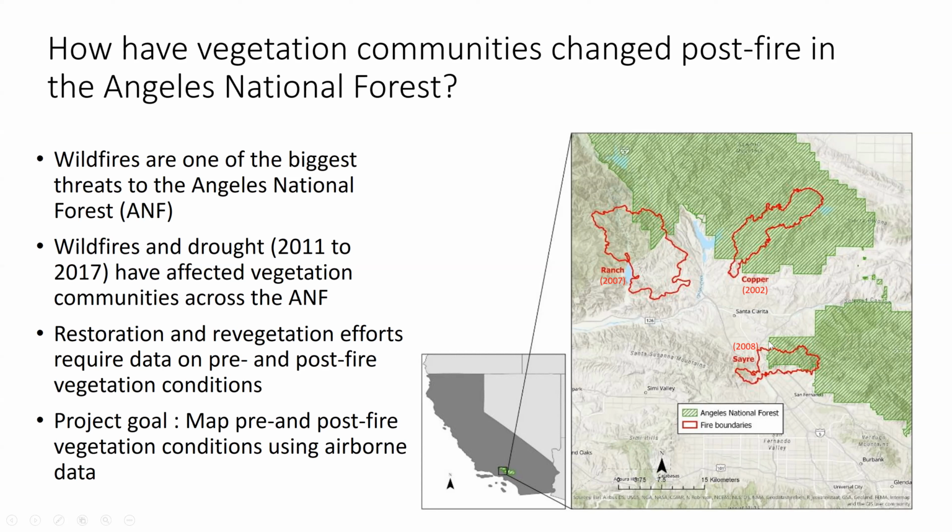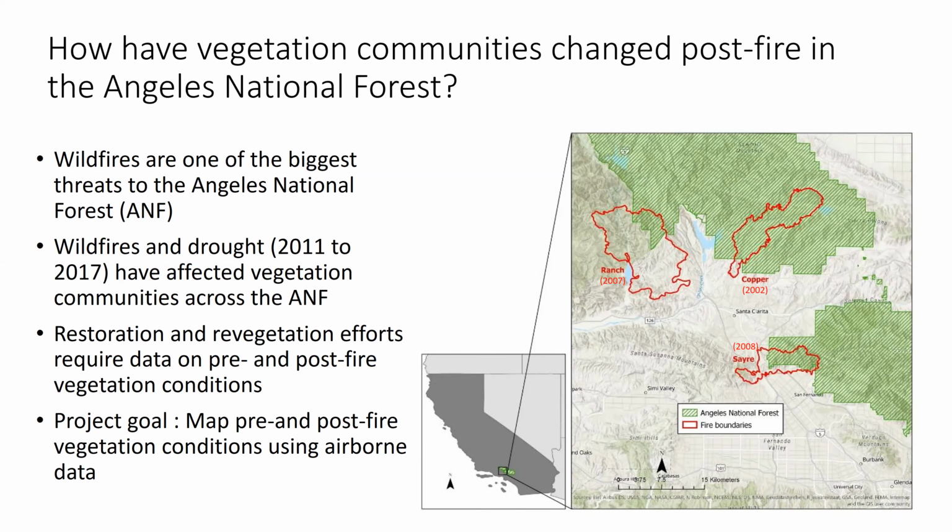So if you're not familiar with this region, the Angeles National Forest in California, one of the biggest threats to this forest is wildfires. Every year there are a number of burns, and over time the number of burns is actually increasing. And so over the past few decades, the annual burns, in addition to the drought which happened here from 2011 to 2017, has greatly affected how vegetation communities have recovered post-fire. And so this affects restoration and revegetation efforts here.